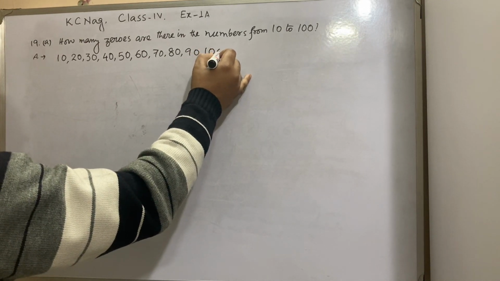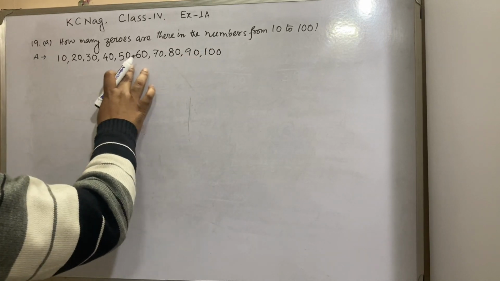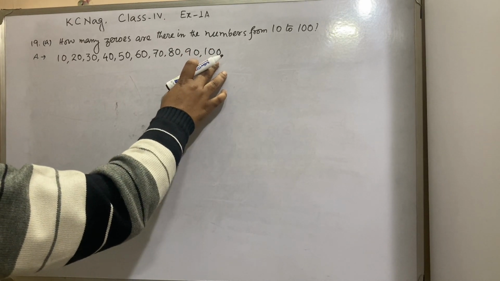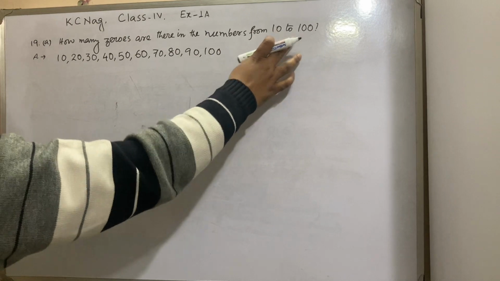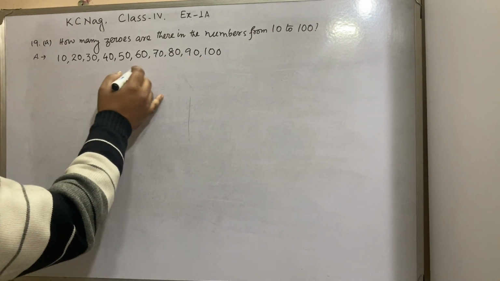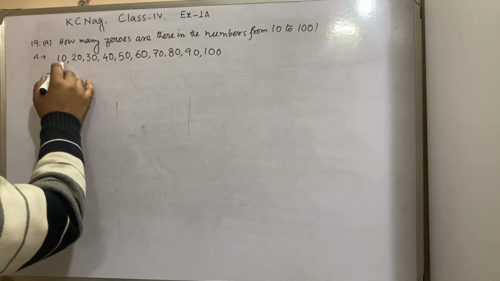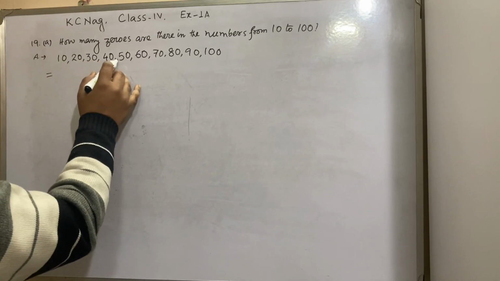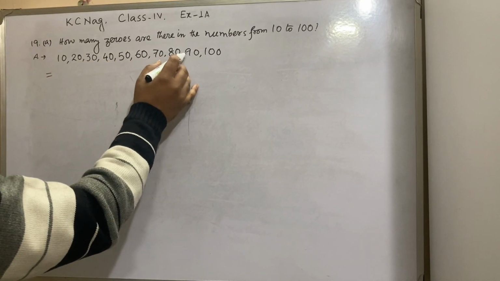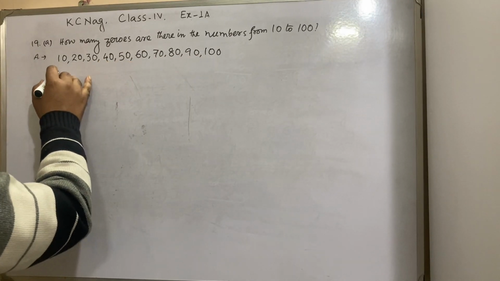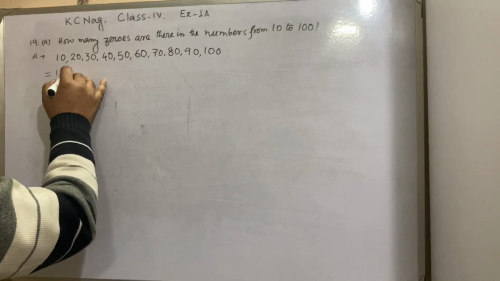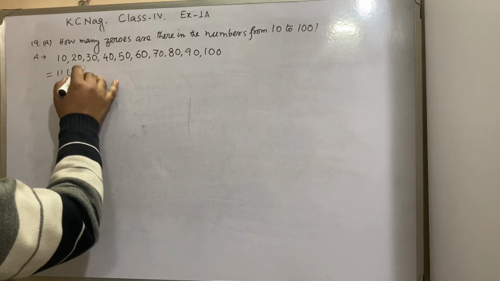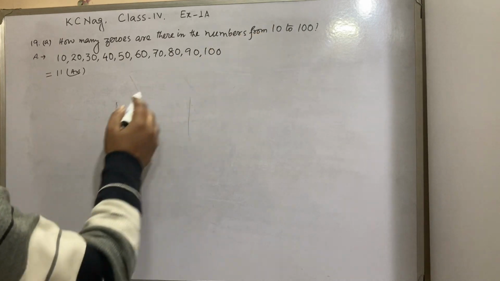So we have got all the numbers which have 0, from 10 to 100. Now just count how many zeros are there: 1, 2, 3, 4, 5, 6, 7, 8, 9, 10, 11. So a total of 11 zeros are there in the numbers from 10 to 100.